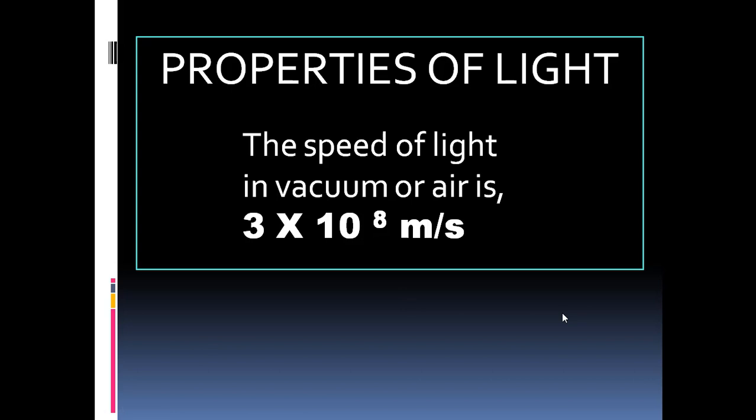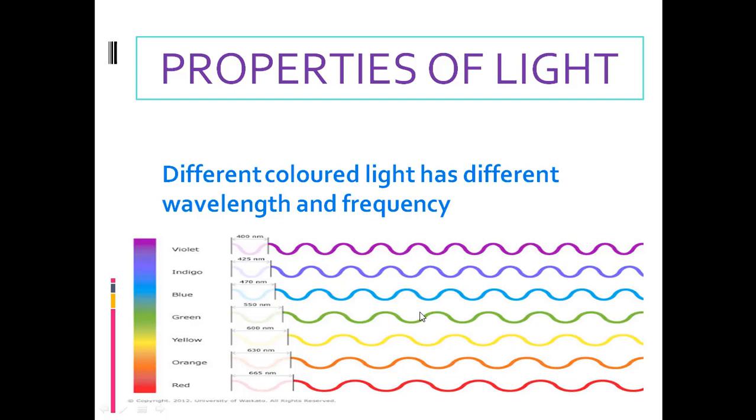Light is in the form of waves, and it is characterized by two important properties. One is wavelength and the other one is frequency. Wavelength and frequency are related with the help of the equation c = ν λ, and notice that here c is the velocity of light.